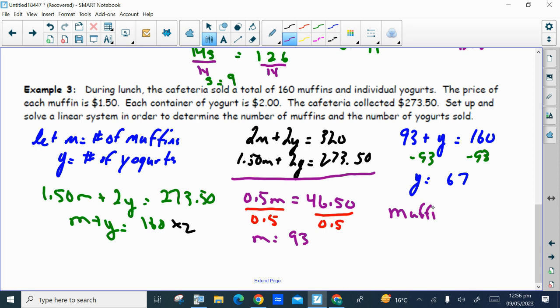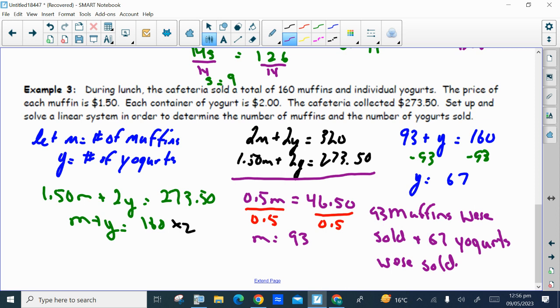Actually we should say 93 muffins were sold and 67 yogurts were also sold. It's probably easier just to say 93 muffins and 67 yogurts were sold, but there's your answer.